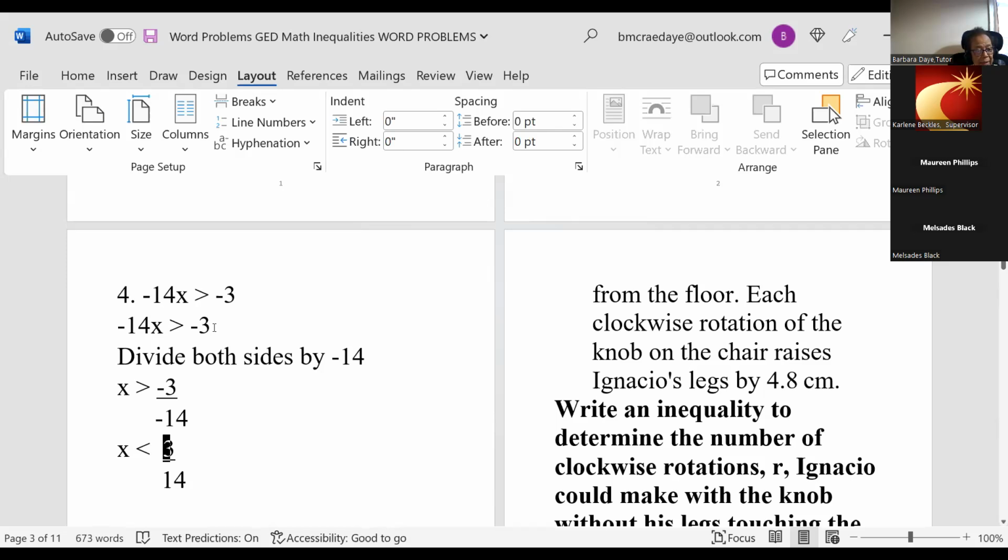Same rules apply. So this becomes just x on the left side, -14 divided into -3 on the right side. But rules of signs: like signs divide to give you plus, unlike signs give you negative. Same with multiplication. So x is greater than 3/14, but since we divided by negative, I reverse the inequality from greater than to less than. Got it?